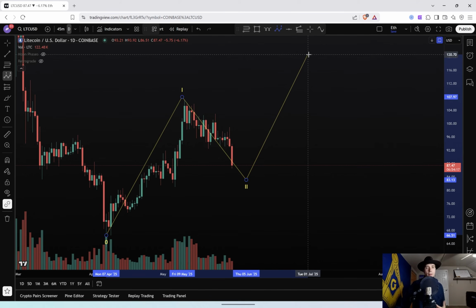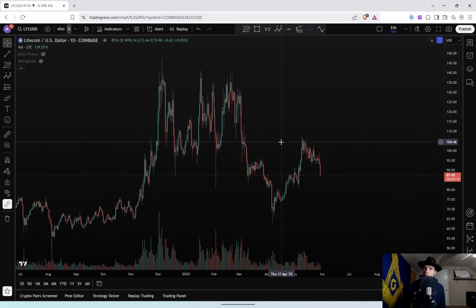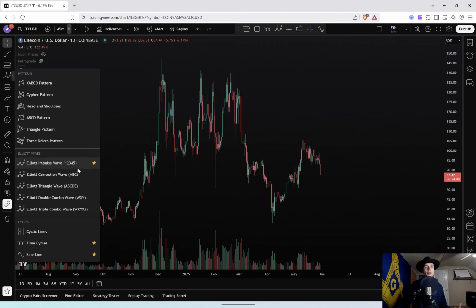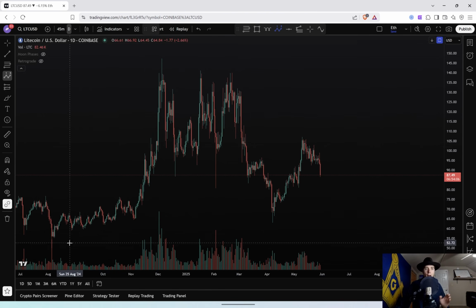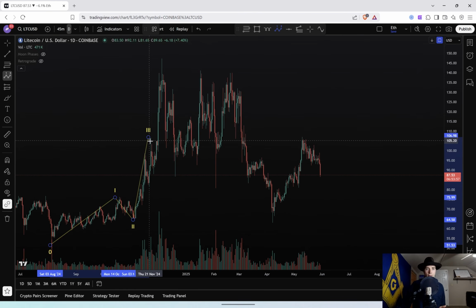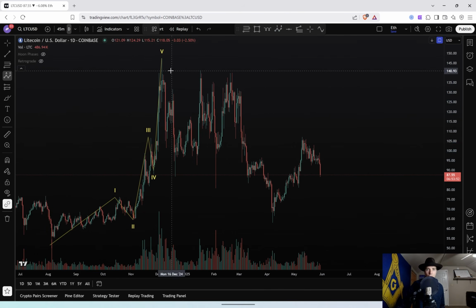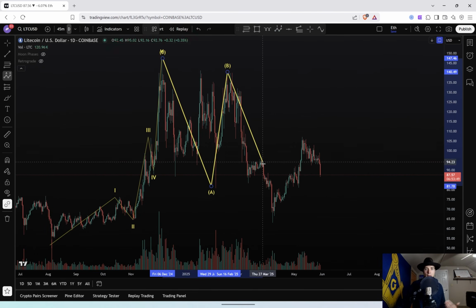So let's talk about the bigger picture. Now, if we zoom out just a little bit more, still on the daily candlesticks, but a little bit bigger picture here, we can see another Elliott wave structure pretty quickly. Wave 1, Wave 2, Wave 3, Wave 4, and Wave 5. Then we do have an ABC correction down, Wave A, B, and C.